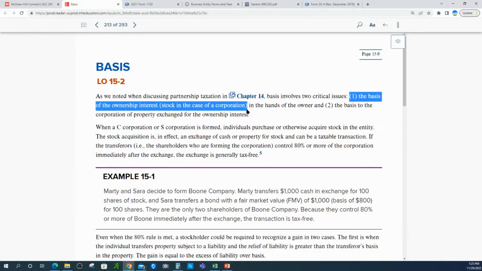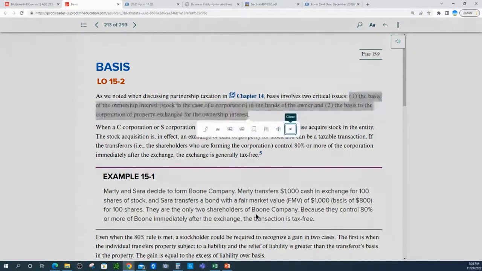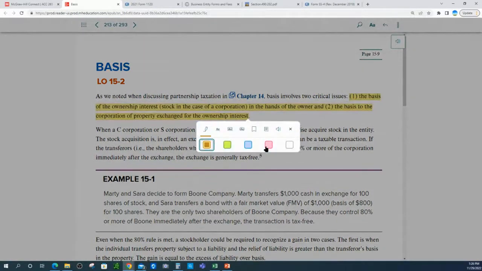And whatever the value of that stock was when it was obtained, and then whatever they sell it for, is going to determine any gain or loss. And you don't have any adjustment in the meantime to any of that. So what we're talking about here is just simply stock. So to the shareholder, their basis is going to be whatever they paid for the stock, right? That's the basis of their ownership interest in their hands, but then there's also basis to the corporation for property that was exchanged for the ownership interest.